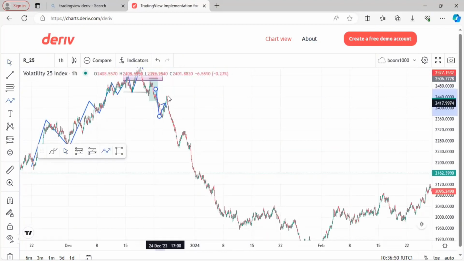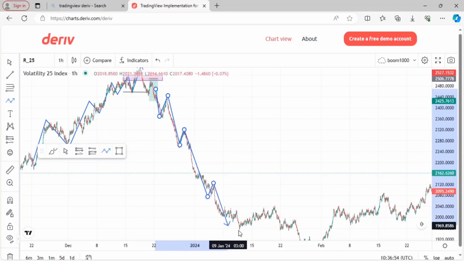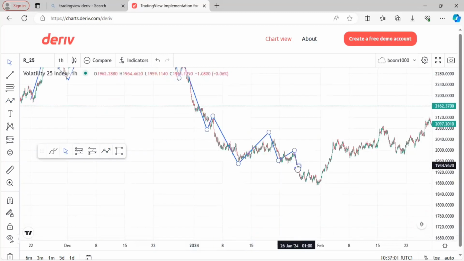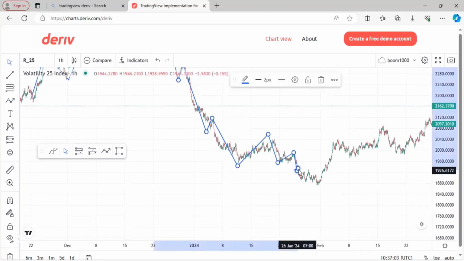So lower high, lower low, lower high, lower low, lower high, lower low. Then market created something here. So this is actually type 2. So market came here.